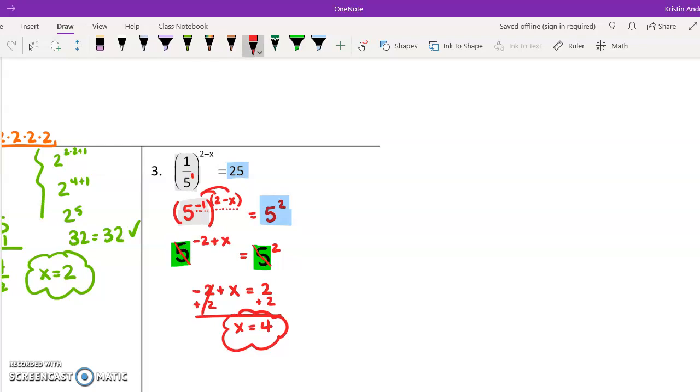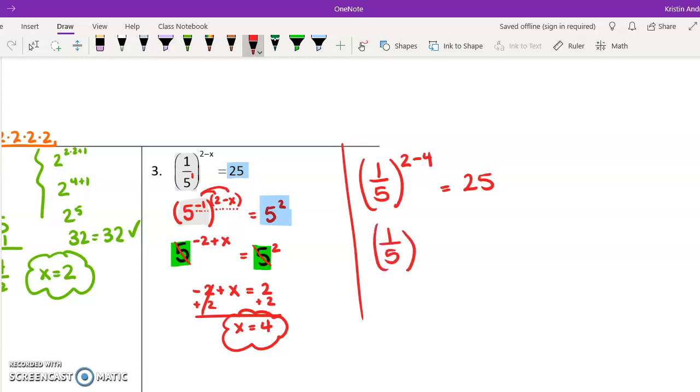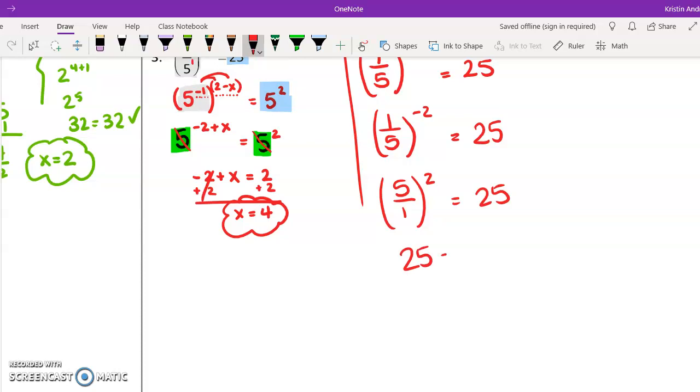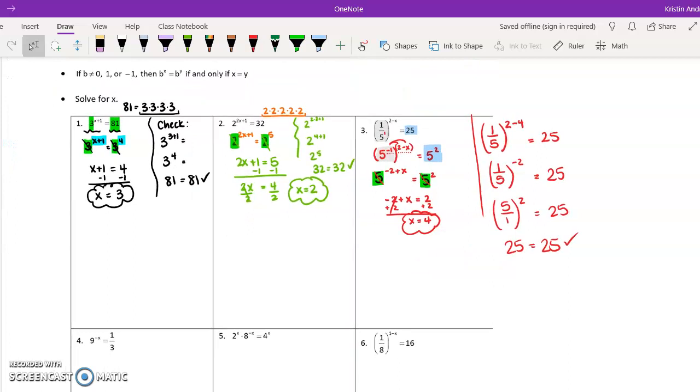If I go back and check that one, I would have 1/5 raised to the 2 minus 4 power needs to equal 25. So that's 1/5. 2 minus 4 is a -2. When we have a negative power, you just flip the fraction inside and raise it to a positive 2 power. And is 5 squared 25? Yes. So that one checks out also.